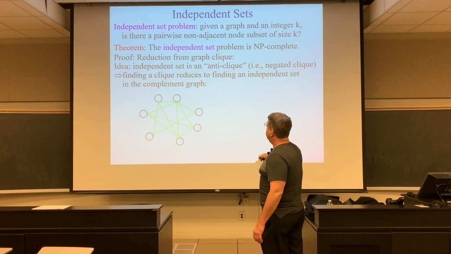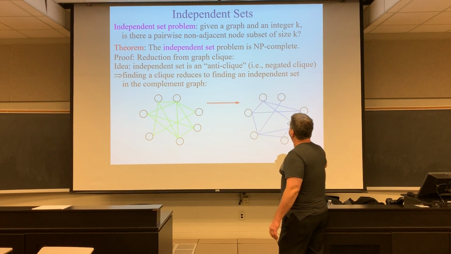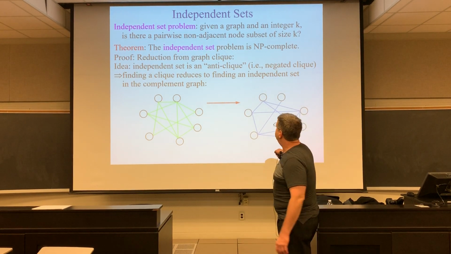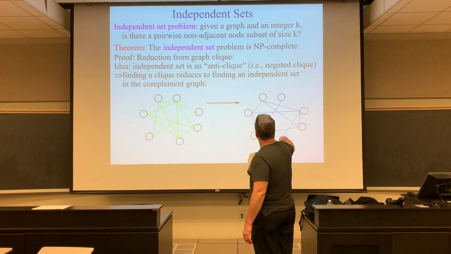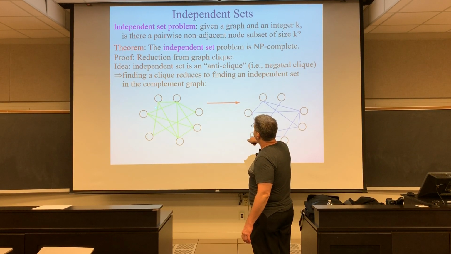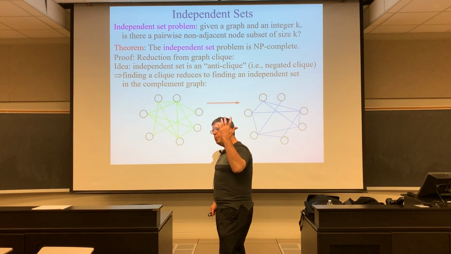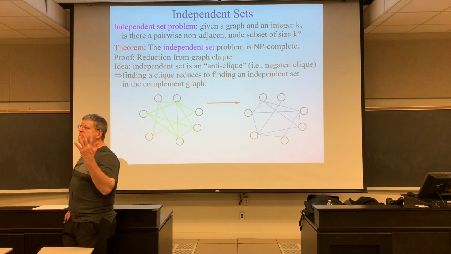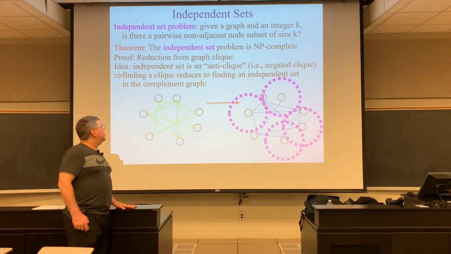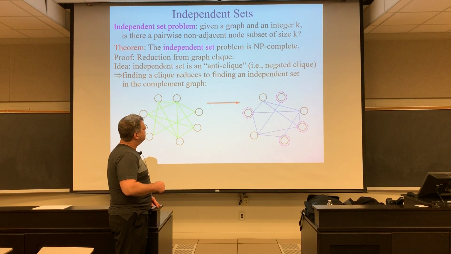So here's a graph, and we're going to negate the graph. We're going to find the complement of this graph. If there's an edge between these two nodes, there won't be an edge between these two nodes in the complement of the graph. If there is no edge between two nodes, we'll put an edge there on purpose. So we flip all the edges into non-edges and all the non-edges into edges. That's the complement of a graph. So if there is an independent set here, there's a clique there and vice versa.